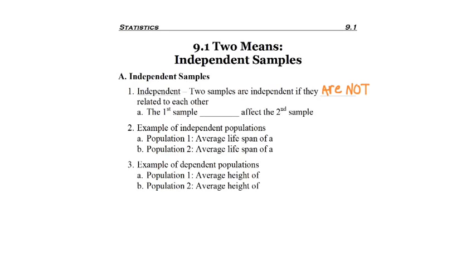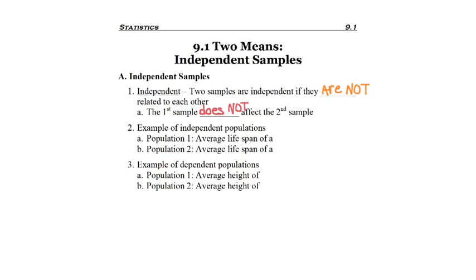So for example, just to be sure you've got the definition of independent, two samples are independent if they are not related to each other. They are independent of each other. So in more detail, the first sample is not affected by the second sample. Whatever one sample does not play a role in the second sample.